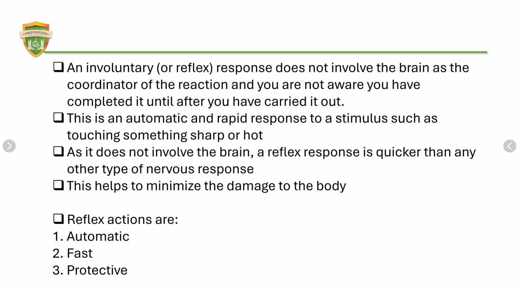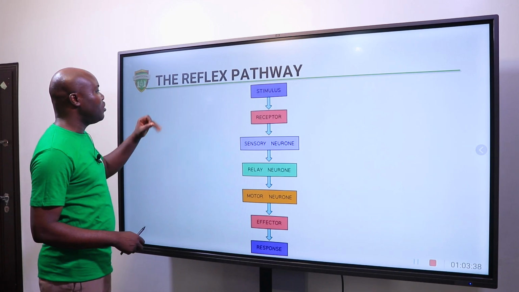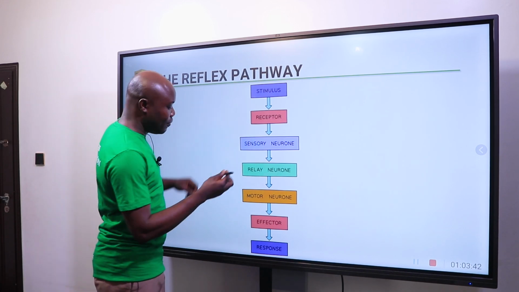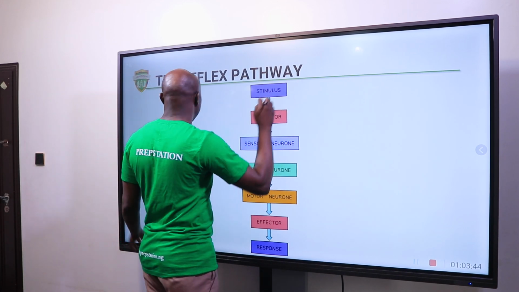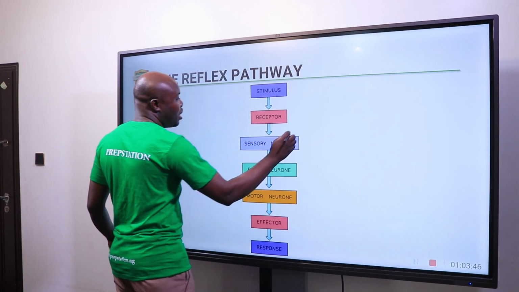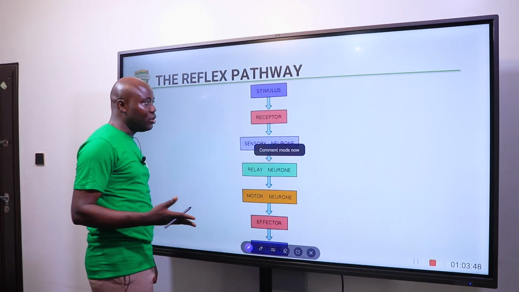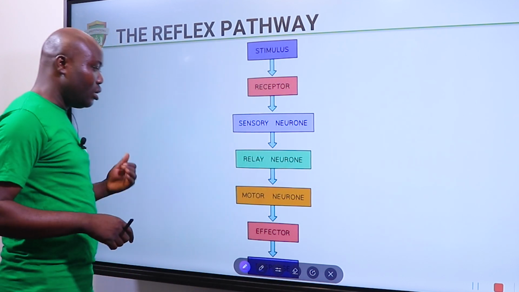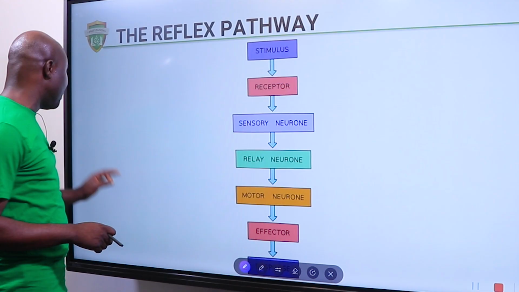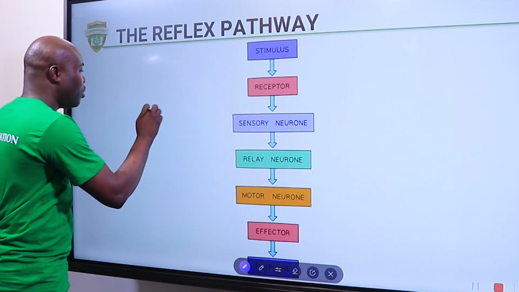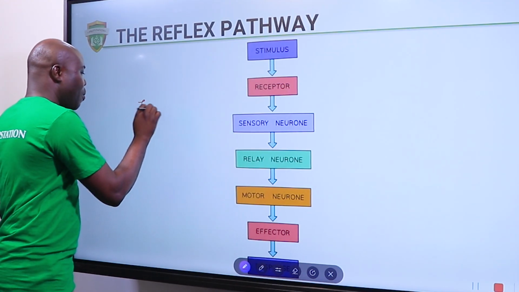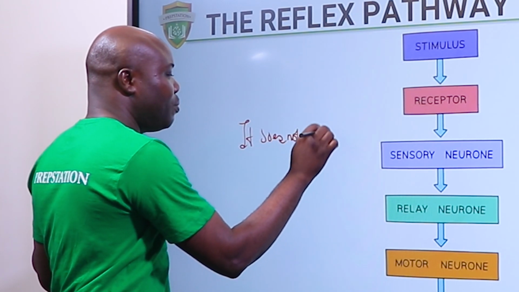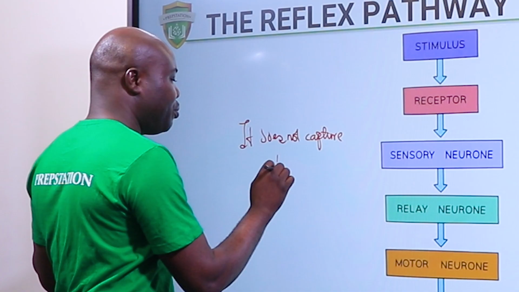Okay, so let's quickly look at this. This is the reflex pathway. We have the stimulus. It comes from here. Now, pay attention. You discover that the brain is not captured here. The stimulus, the receptor, the sensory neuron, relay neuron, the motor neuron, and the effector. It does not capture the brain.